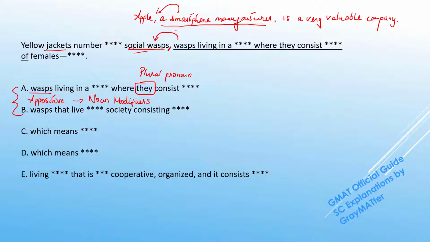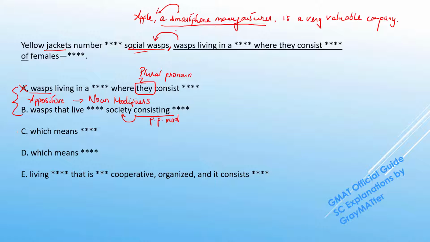Are we trying to say that the yellow jackets consist of females, or the wasps consist of females, or the social wasps consist of females? No, right? We're trying to say that the society consists of females. So this makes no sense. A goes off. But B does not use that pronoun. Rather, it just says wasps that live in a society consisting of. So this is a present participle modifier which is modifying the society. Wasps that live in a society consisting of females. So this perfectly works. We can hold on to that.